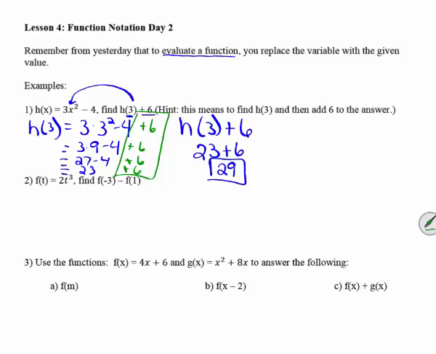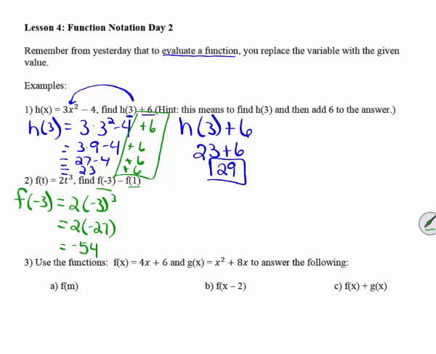They want me to find f of negative 3, f of 1, and then subtract them. So I'm going to do f of negative 3 first. So that's going to be 2 times negative 3 cubed. Remember, you have to put the negatives inside your parentheses. So negative 3 cubed is going to be negative 27. And then negative 27 times 2 is negative 54.